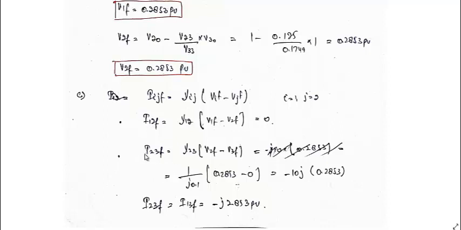Let us try to find I23 and I13 also. That is y23 into (V2F minus V3F). y23 is 1 divided by j0.1, into this 0.2853, so it comes out to be equal to j 2.853. This will also be the same for I13 because it is symmetric. The impedances between 2 and 3 and between 1 and 3 have the same symmetric nature, so the currents will be the same, and the total current will be equal to the fault current, that is 5.71. Okay, thank you. I will stop over here, and this is all about this subject.